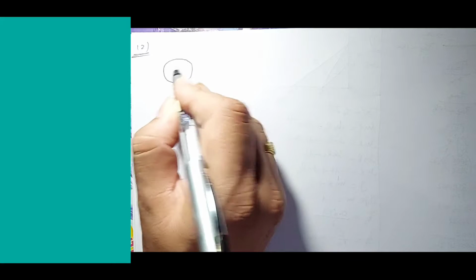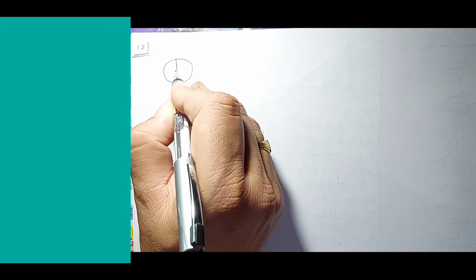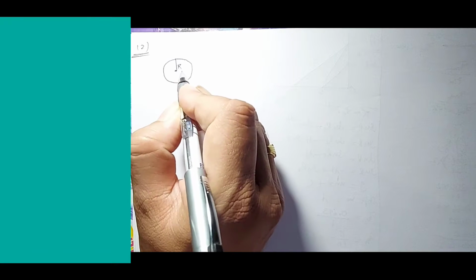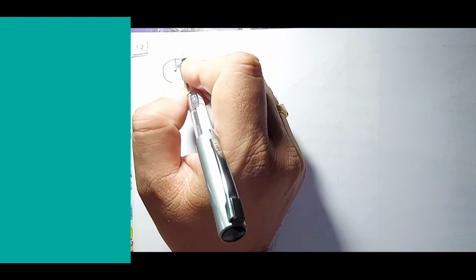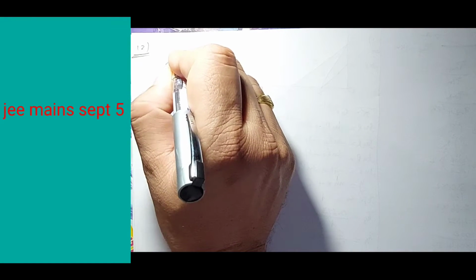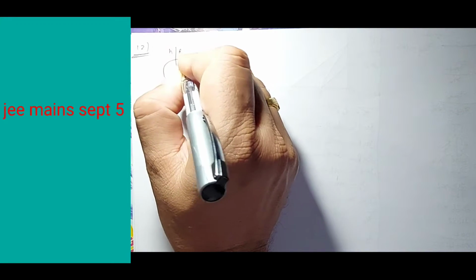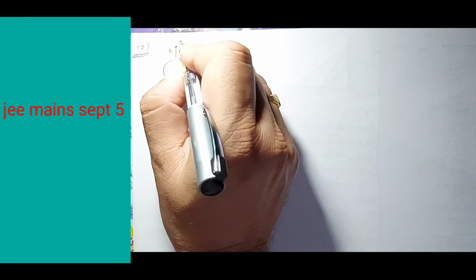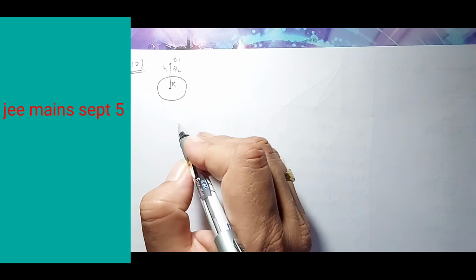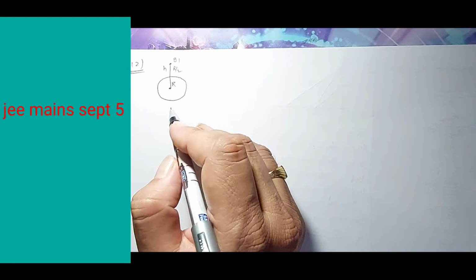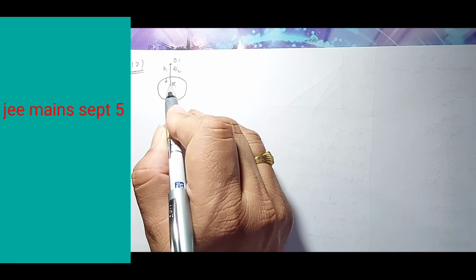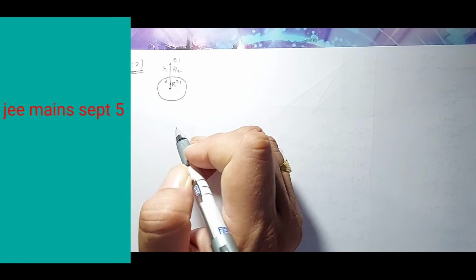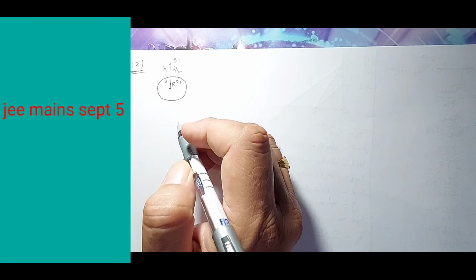So this is earth and this is the radius of the earth. Now at a height h, that h is equal to R by 2, the value of g is g1. At a depth d, its value is again g1. Then the ratio of d by R is equal to.